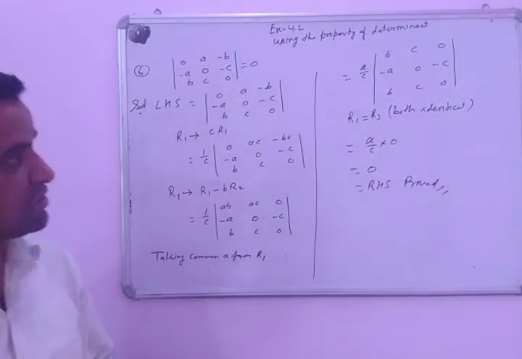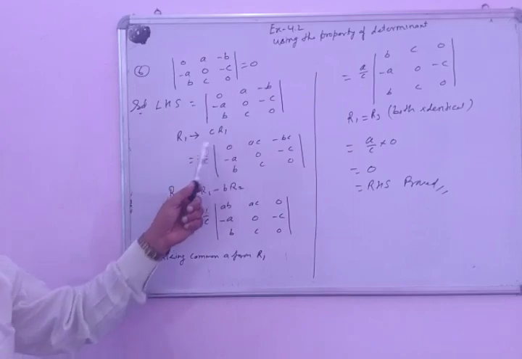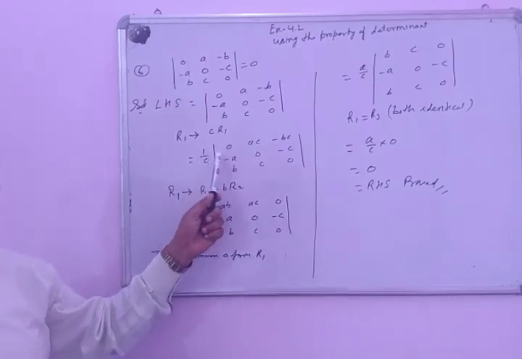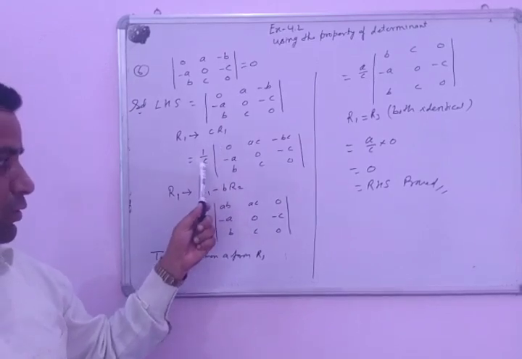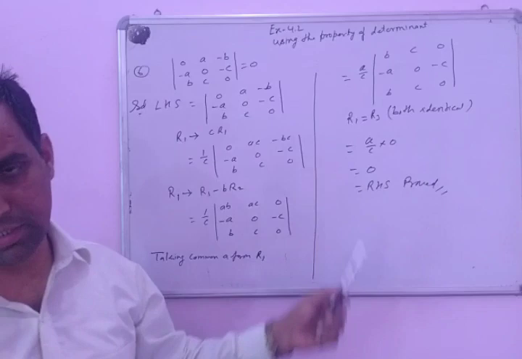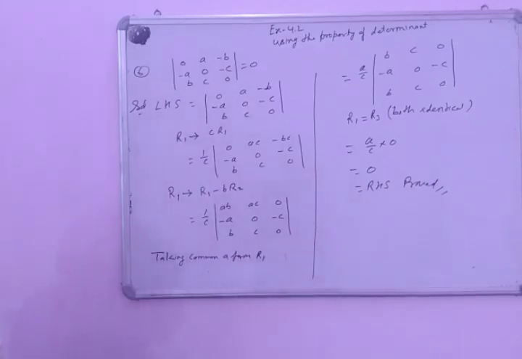This is a very simple question. First I am multiplying by C, then according to the property of determinants, multiply then divide also. Operating the second rule, solve and taking common, get the answer. Note down and next question.